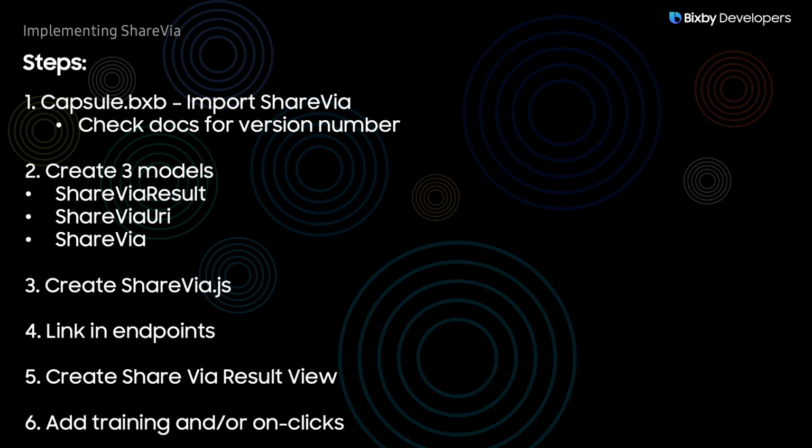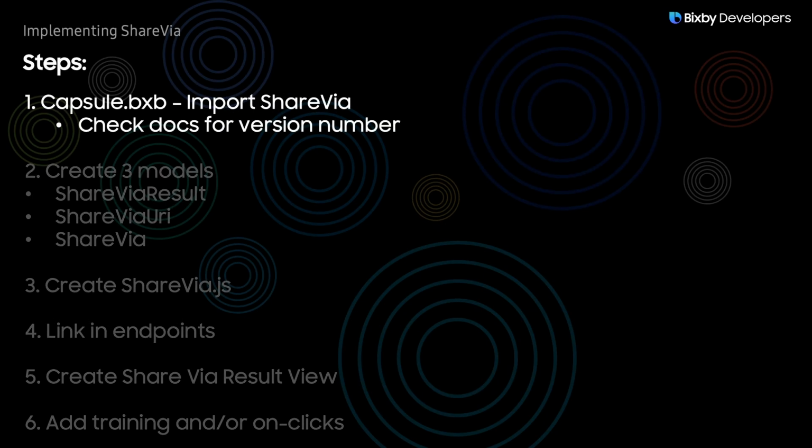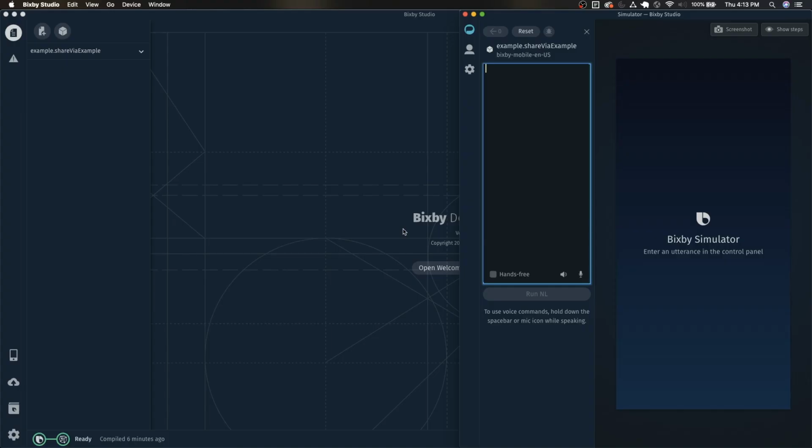Here are all the steps you need to take. Let's go ahead and do the first step, which is to import ShareVia into our Capsule. So the Capsule that I'll be using is the same Capsule that I demonstrated earlier, but you should be using this with your own Capsule.